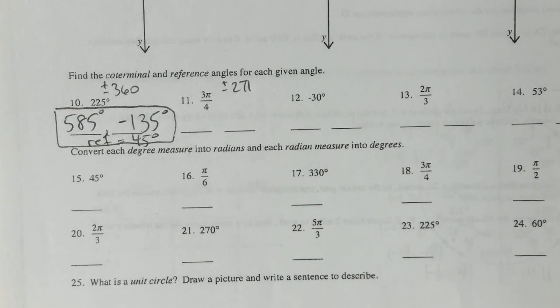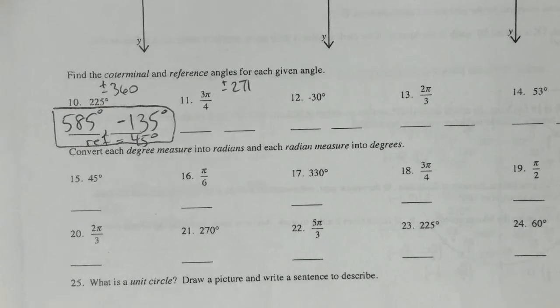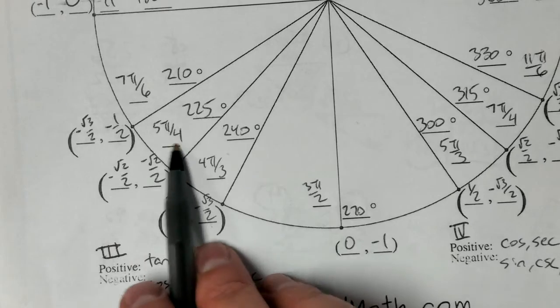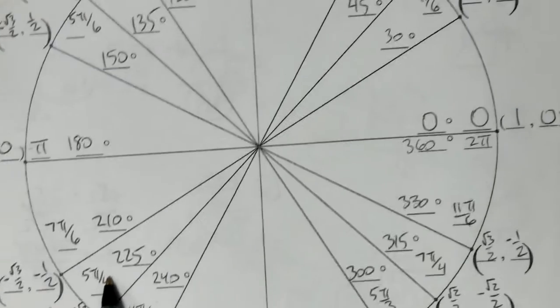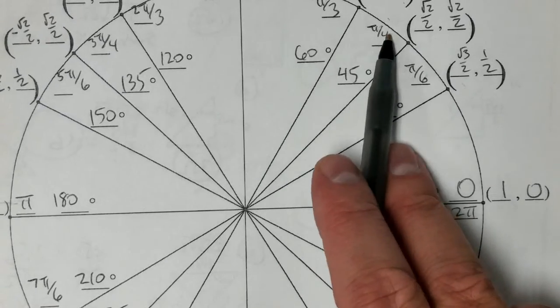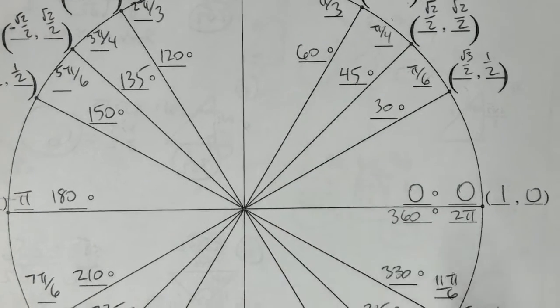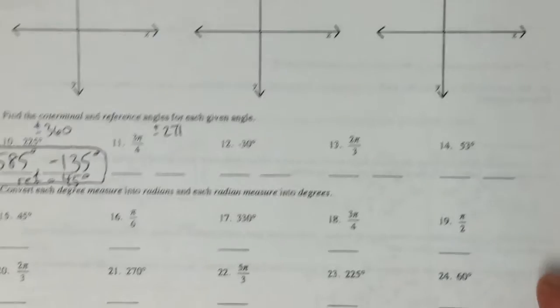Wait, and how do you know that it's 45 degrees? Because I find where 225 is, and it has 5 pi over 4. So then you can look at pi over 4, which is 45. Got it. Your reference is always between 0 and 90. Yeah. Good.